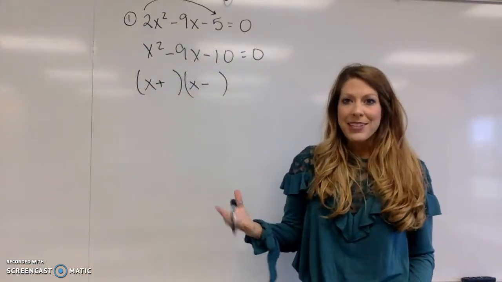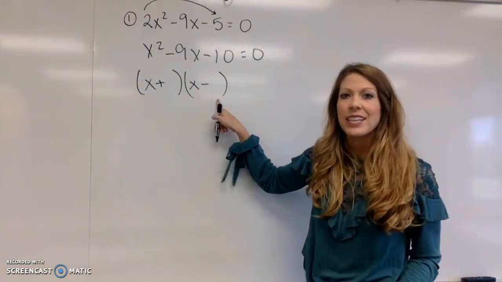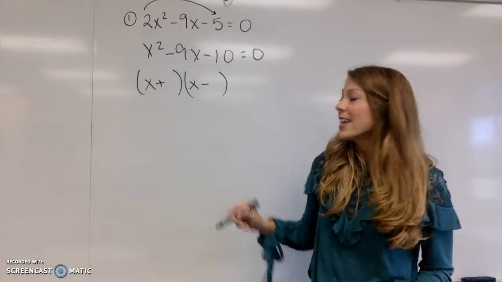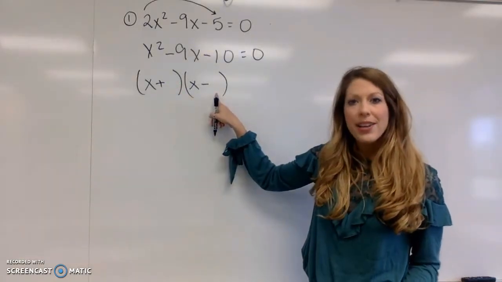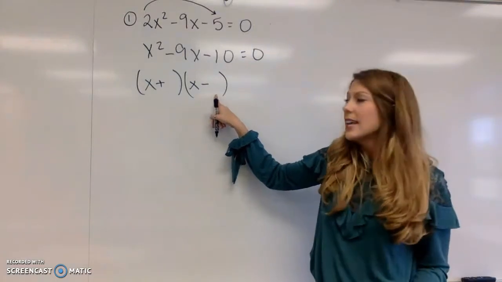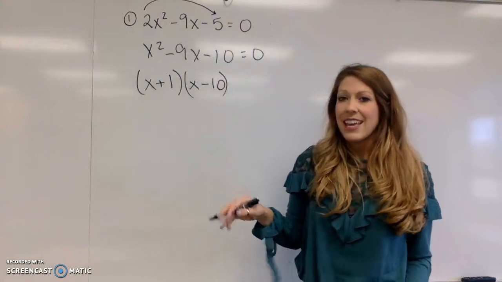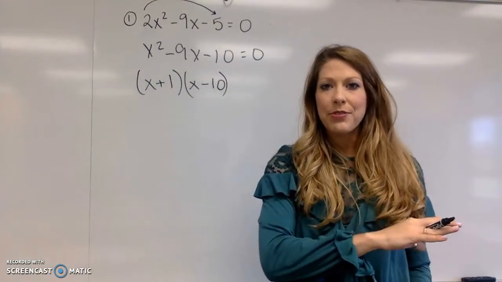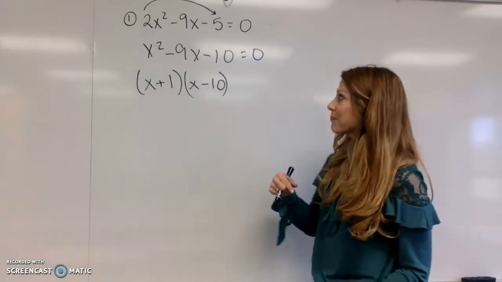So numbers that multiply to 10, we've got 5 and 2, but a positive 5 and a negative 2 isn't going to give us negative 9. We also have 10 and 1. So if I do 10 and negative 1, that would give us a positive 9 if we added them together. So that means we need a positive 1 and a negative 10. If I'm going too fast with the factoring, then feel free to look back on some of the old factoring videos just to kind of refresh your memory on how to do some of this.